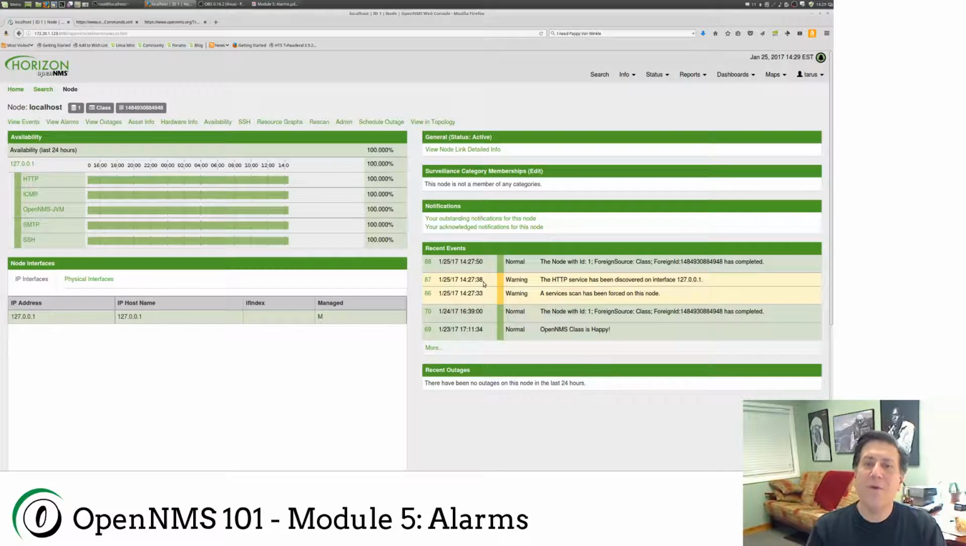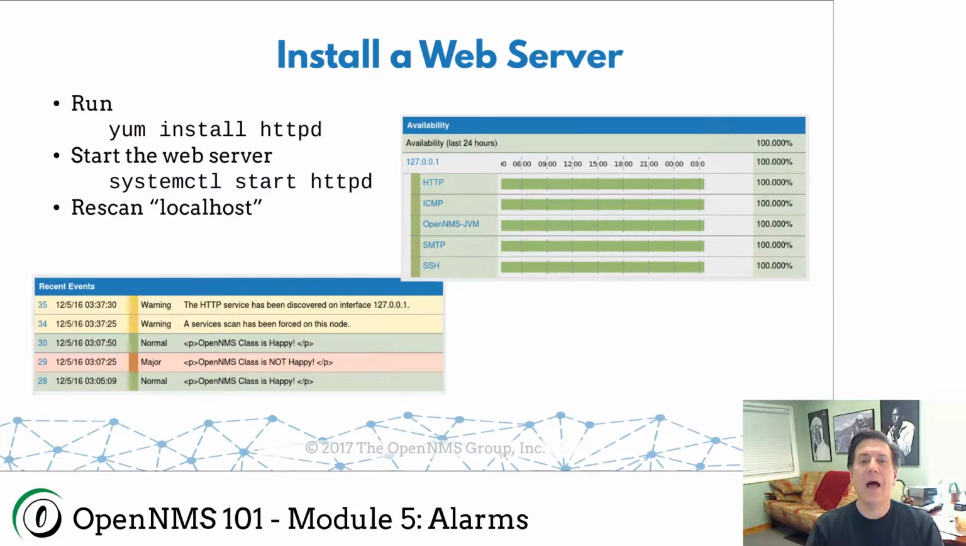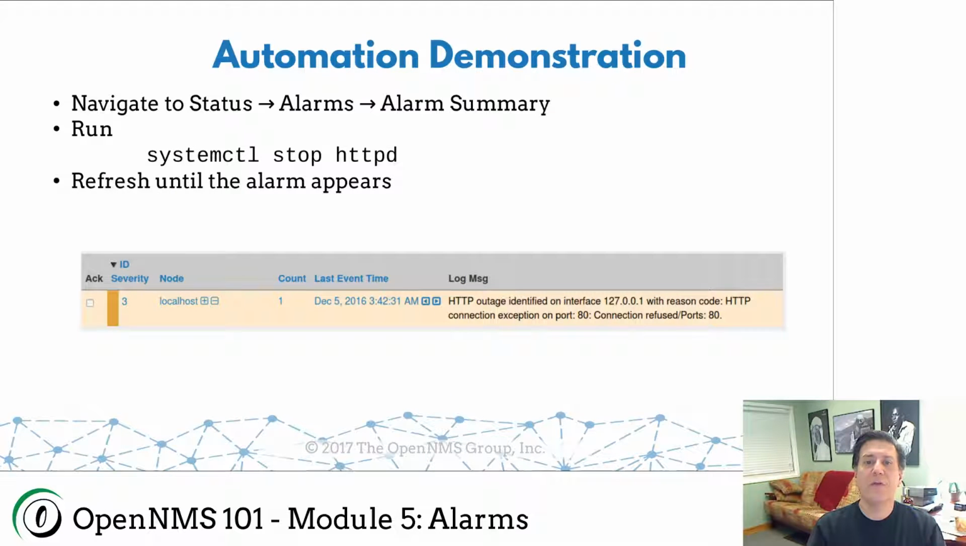So by default, OpenNMS polls every 5 minutes. So what we're going to see is we're going to actually see this HTTP service marked as down in 5 minutes. And it's going to kind of look like this. I'll jump back to the slides. So here we go. We discovered the HTTP service.